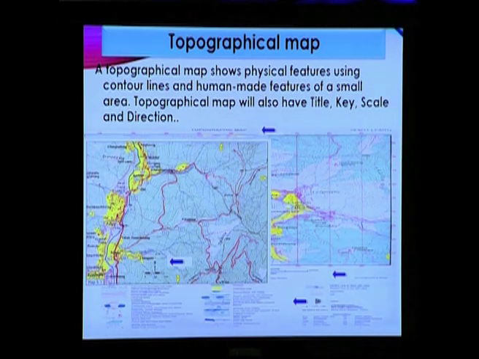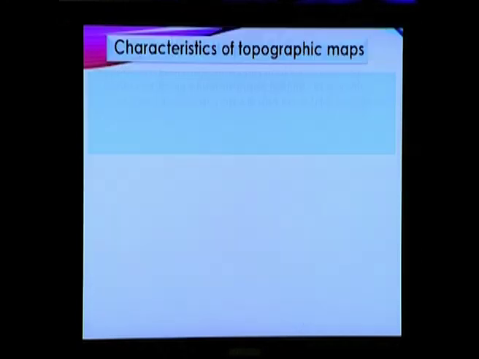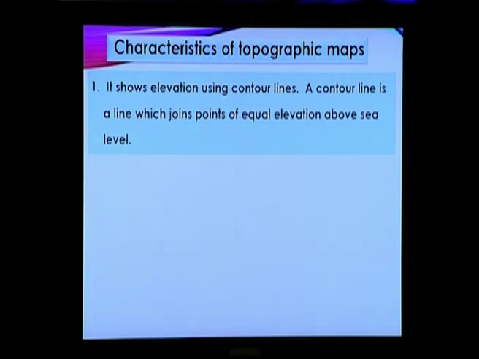And we also have a compass given on the map, which helps us to find the direction of different places on a topographic map. Now, characteristics of topographic map. What are the uses of topographic map? It shows elevation using contour lines. A contour line is a line which joins points of equal elevation above sea level. So topographic map helps us to find height of a place.